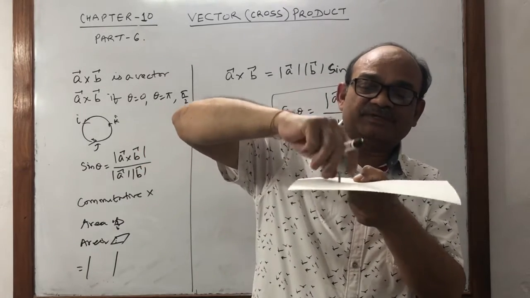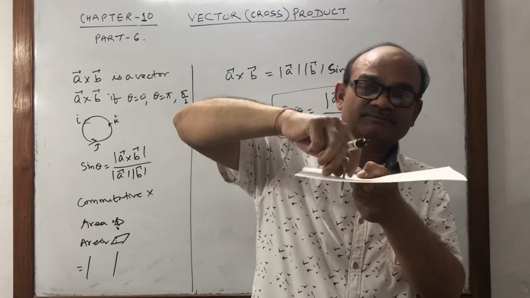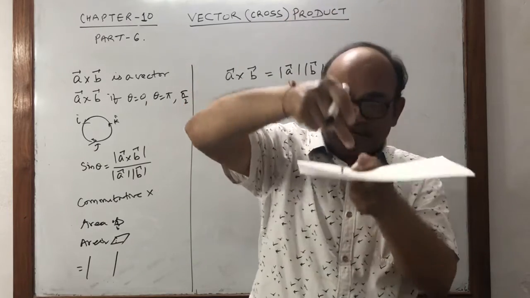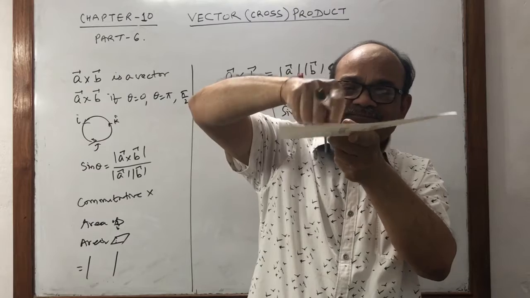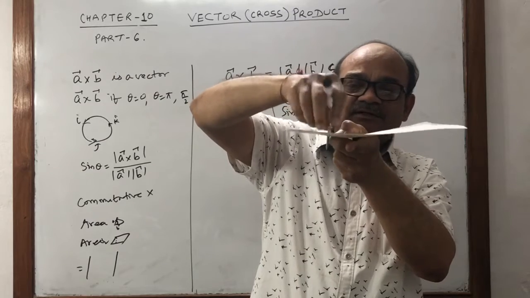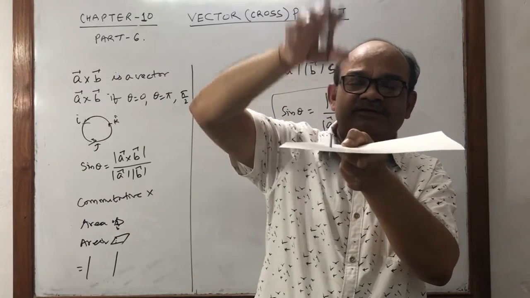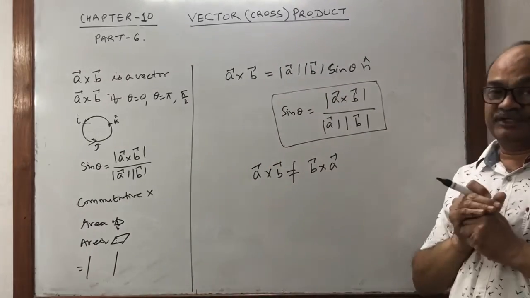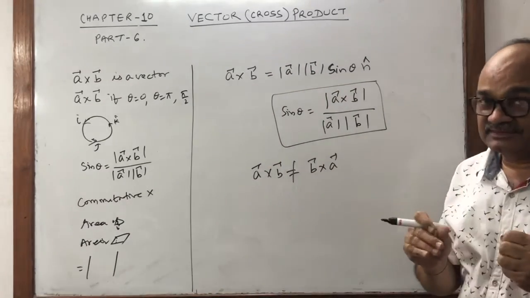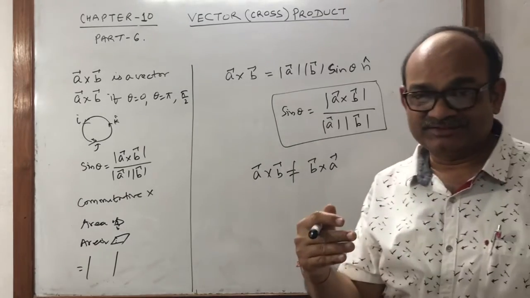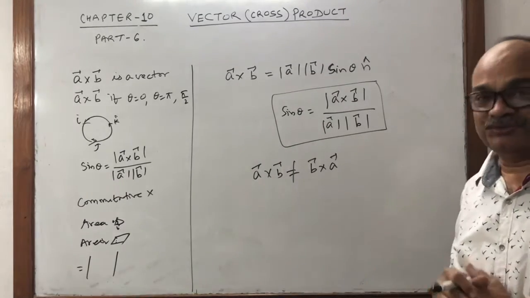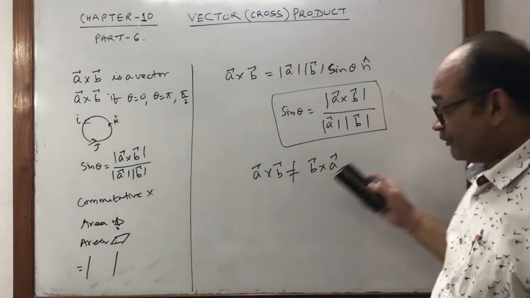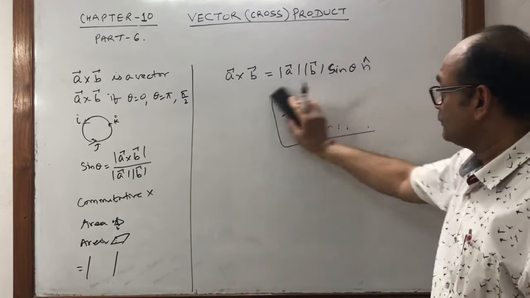See, A cross B, A to B. Screw is going down, and B cross A, screw is coming upward. That means A cross B is not equal to B cross A, because direction is just opposite. Correct? So it is not commutative.